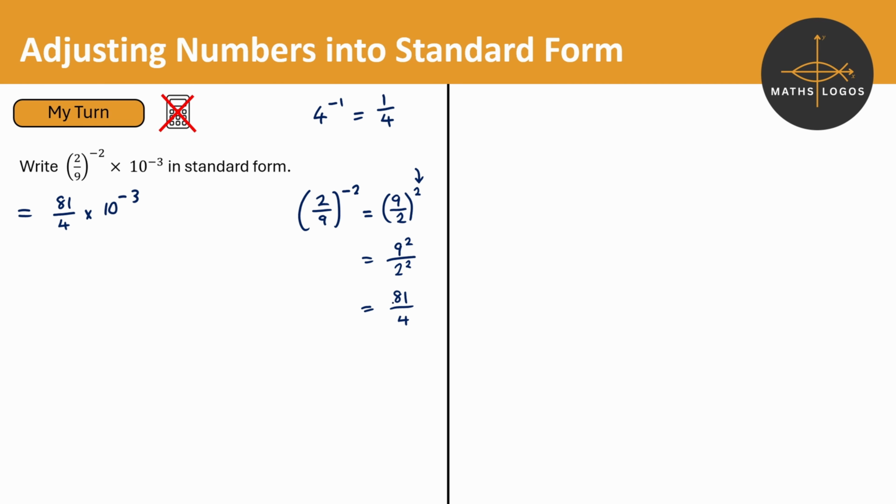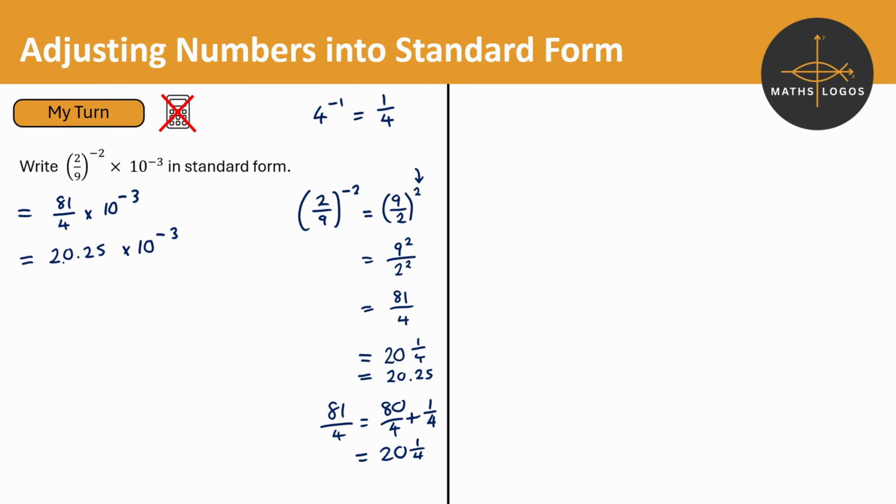So we then want to turn 81 over 4 into a decimal. Now I know that 4 goes into 80 20 times, and we would have 1 left over. 81 over 4 is 20 1/4. The reason that's true is because 81 over 4 is equal to 80 over 4, add 1 over 4. We know that 80 divided by 4 is 20, and of course we'd then have 20 1/4. 1/4 is 0.25, so 20 1/4 is 20.25. So this is now equal to 20.25 multiplied by 10 to the power of negative 3.